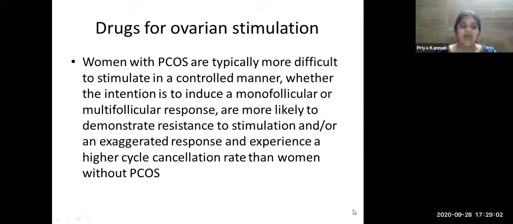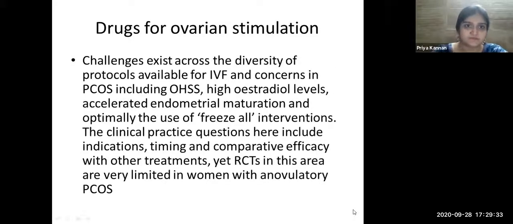They go from both ends, one which is very resistant to stimulation, to the other end where they have a super exacerbated response as well. The whole entire spectrum can be seen in PCOS. And they have a very high cancellation rate as well, in the sense that the risk of not having even one single follicle is high in a PCOS than in a normal responder.